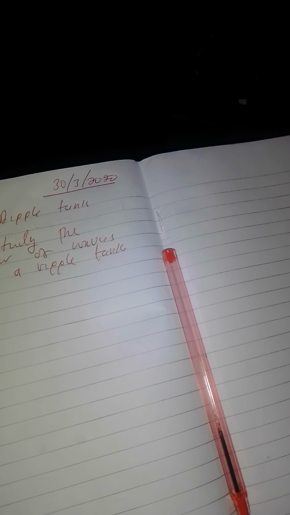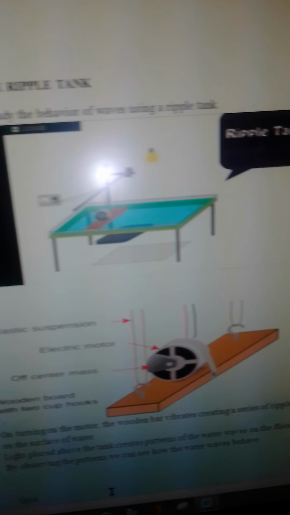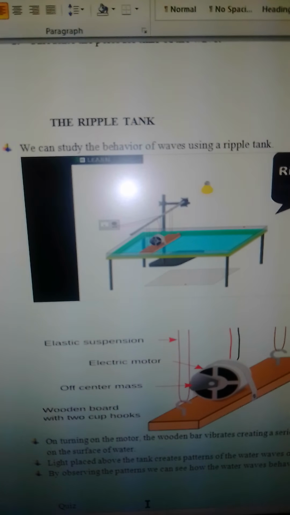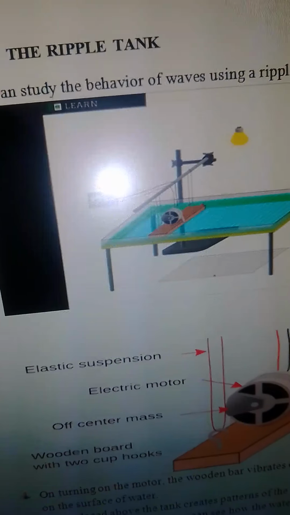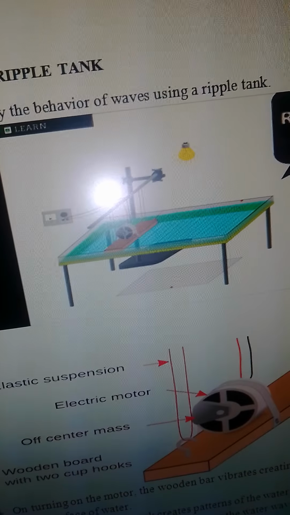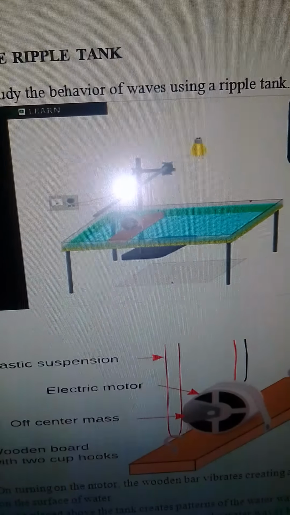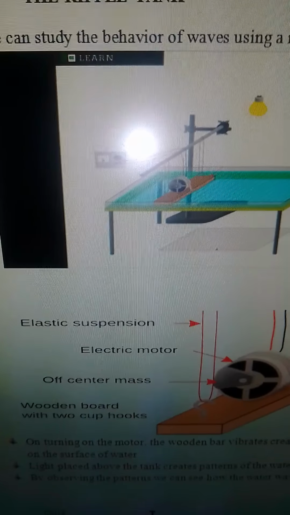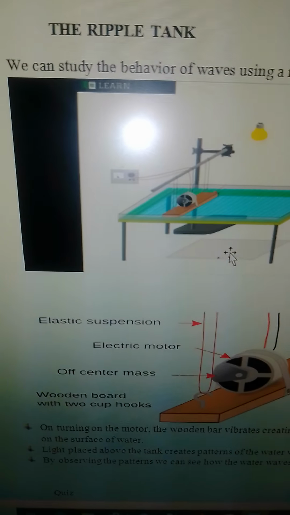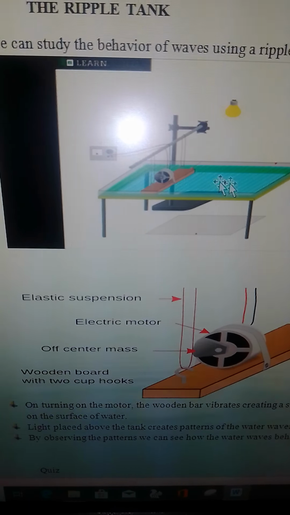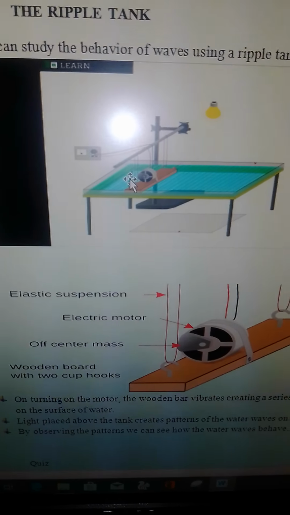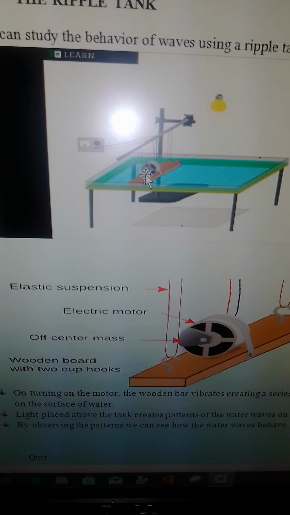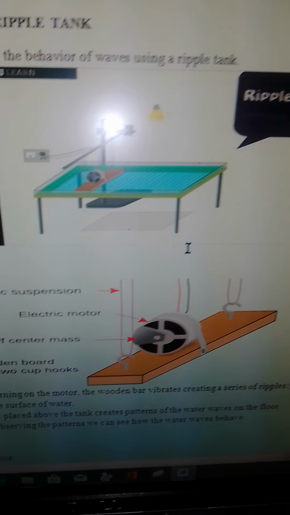Now, let's look at the features of a ripple tank. At a close look at the ripple tank, one of the features is that the ripple tank has a vibrator. The vibrator is this round thing that you're seeing. There's a tank and there's a lamp on it, and below it there is a screen. This part is the screen, and this is where the water is. This is a vibrator, like a motor.